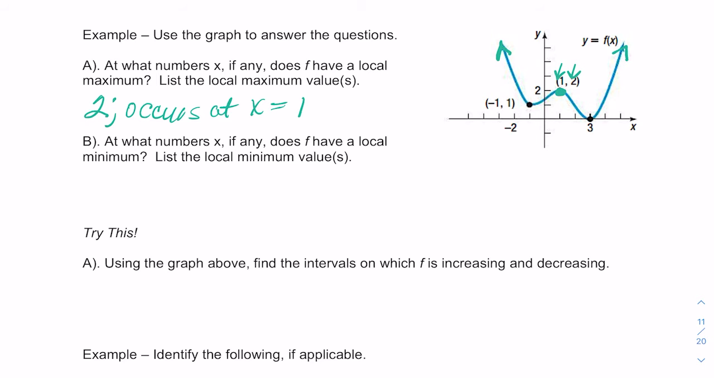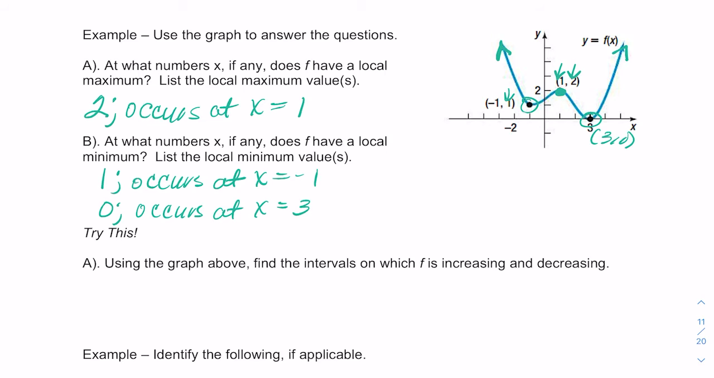What about any local minimums? So I see 2 minimums here. I see a minimum and a minimum. So again, the maxes and mins are the y values. So here, one of them is a 1, and it occurs at x equals -1. And then the other one is 3, 0. So that the min would be 0, and it occurs when x is 3.